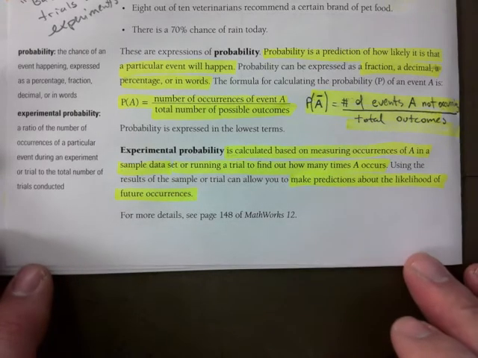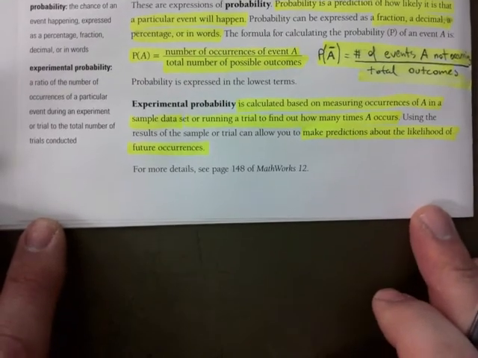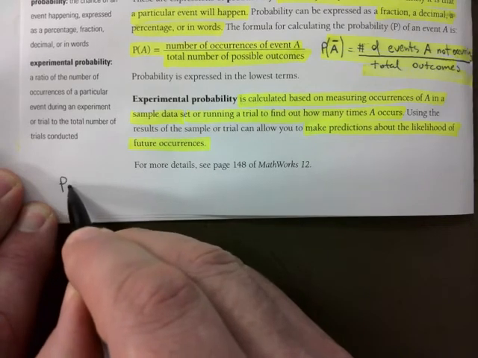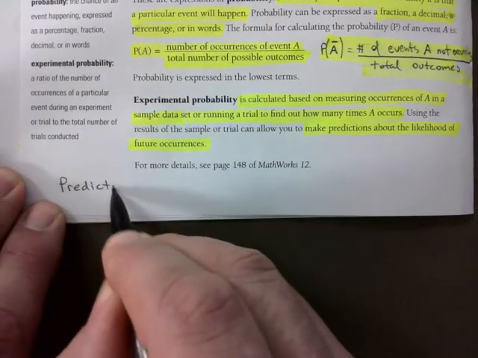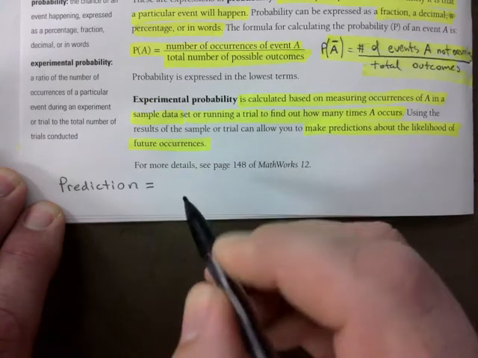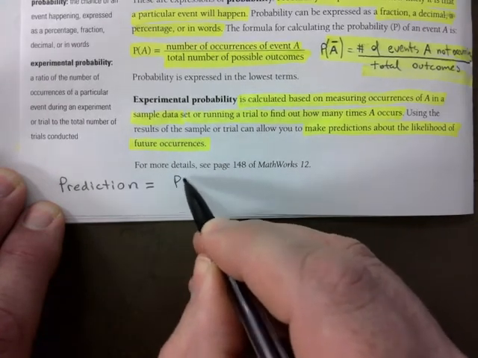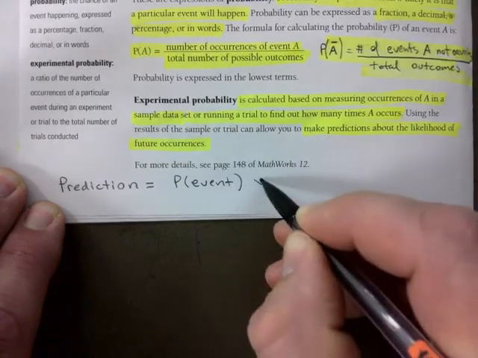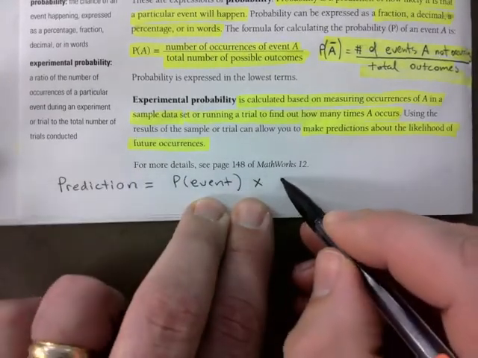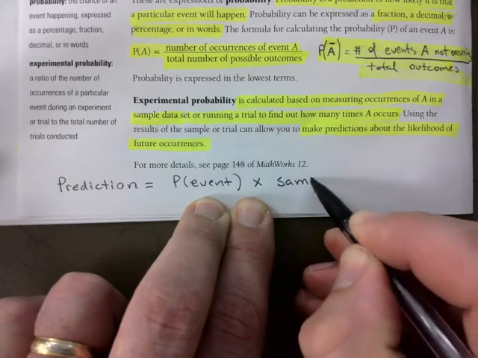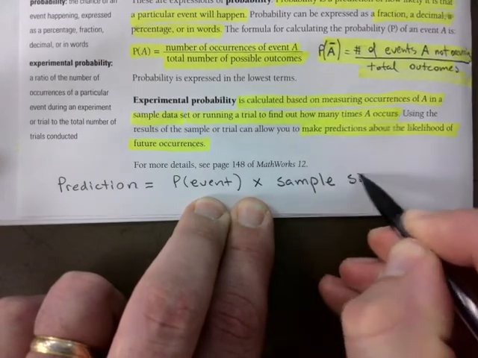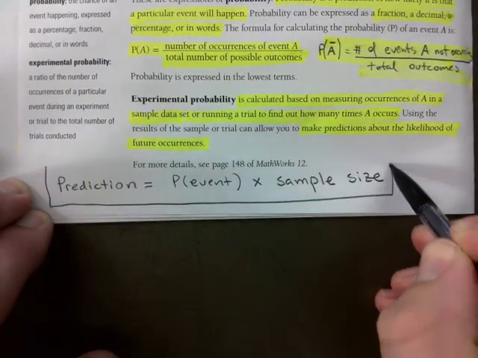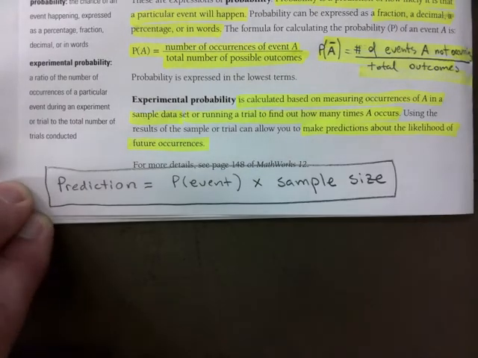And I want to add something here. Write it down nice and big down here. To make a prediction, you take the probability of the event times the sample. This should be boxed in. This is not on your formula sheet. This is just courtesy of Mr. Dirksen.